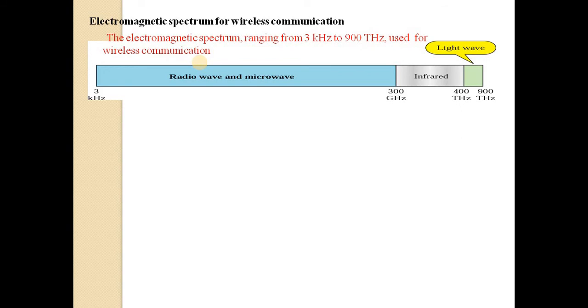This is the communication band for unguided media. From 3 kHz to 300 gigahertz is the radio wave and microwave communication band. Above 300 gigahertz to 400 terahertz, it is the infrared communication band, and above 400 terahertz to 900 terahertz, it is the light wave band.